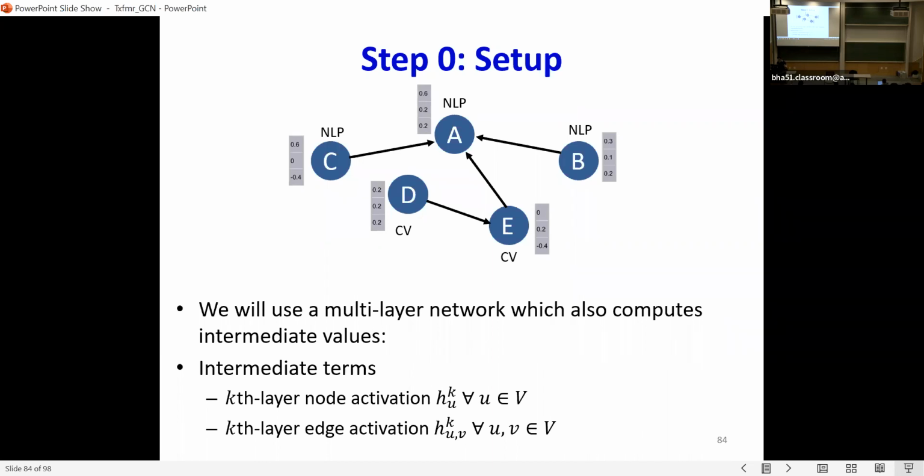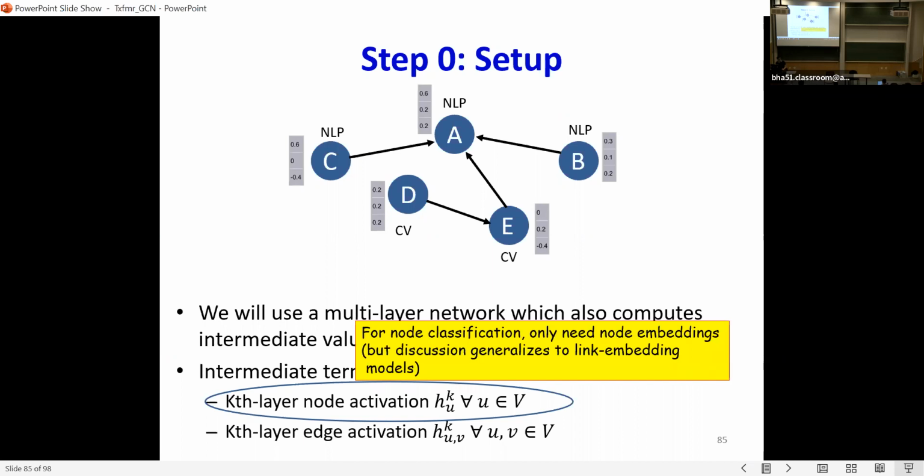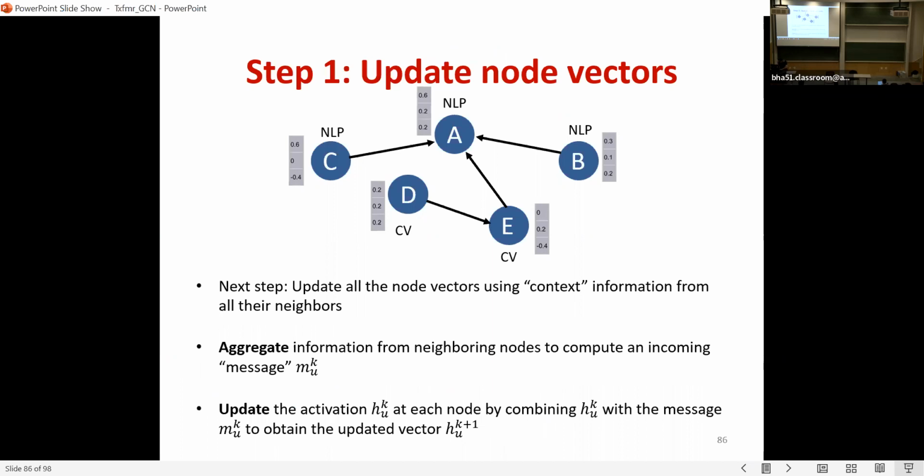So it's going to be a multi-layer network, and the k-th layer is going to be the k-th intermediate representation of each node. We could do a representation of the edges to do some tasks. Here, that's not relevant, so we're not going to do it. To compute the k plus 1 layer from the k-th layer, you actually need 2 steps, which are aggregate and update.